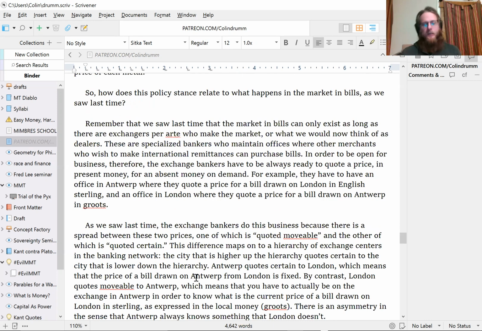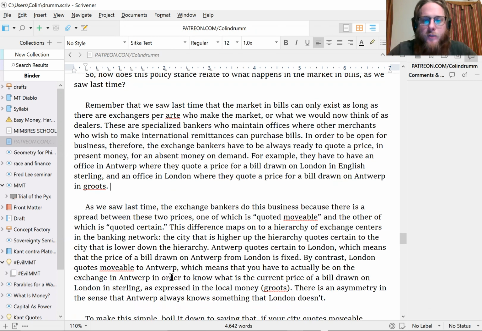Remember that we saw last time that the market in bills can only exist as long as there are exchangers per arte who make the market. These are what we would now think of as dealers. This is the dealer market. So these are specialized bankers who maintain offices where other merchants who wish to make international remittances can purchase bills.